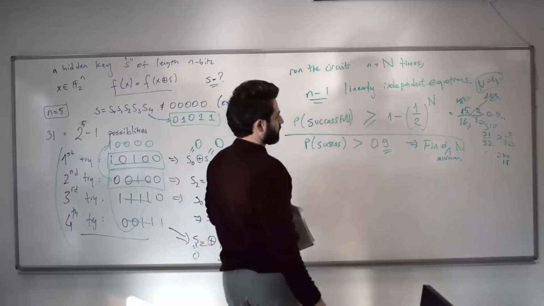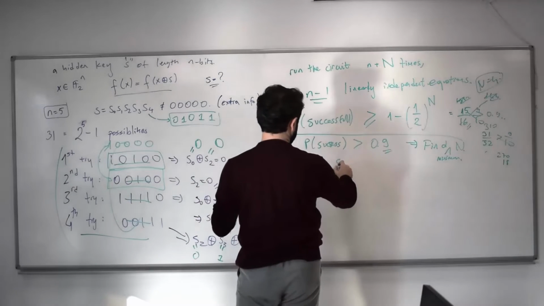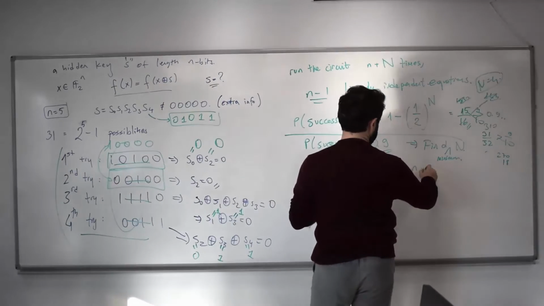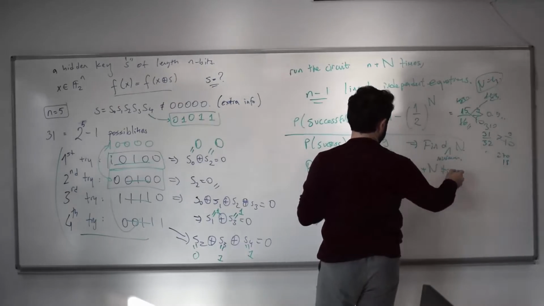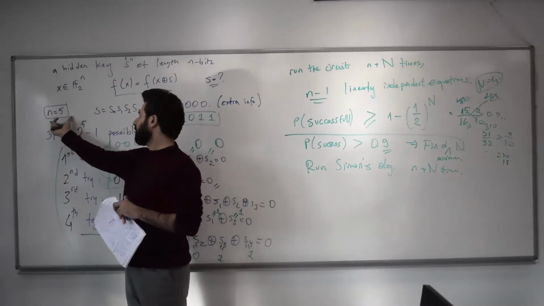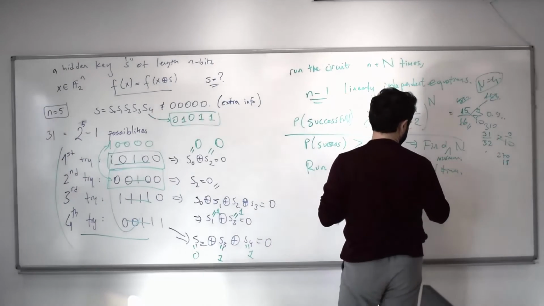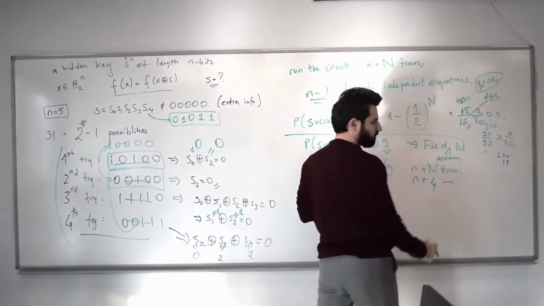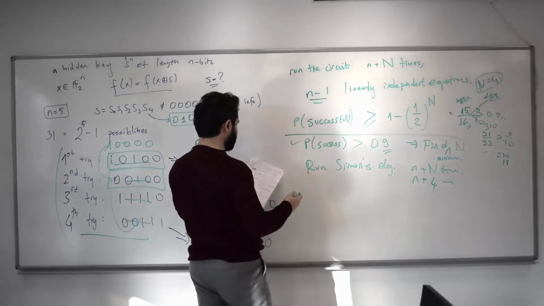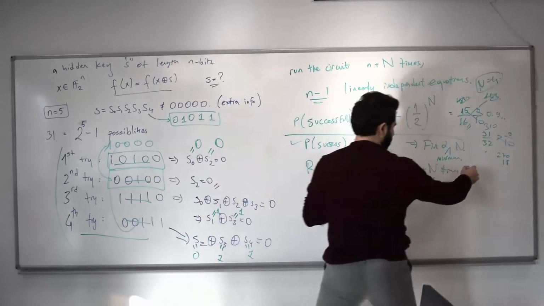Then you have to run Simon's algorithm. How many times? n plus some number of times. Whatever the n is, in this case, n is given to you. That's the length of the key that the function is defined on. So n plus 4, for example, is more than sufficient to meet this requirement. Then you solve the equations for the secret key S, which is linear time.